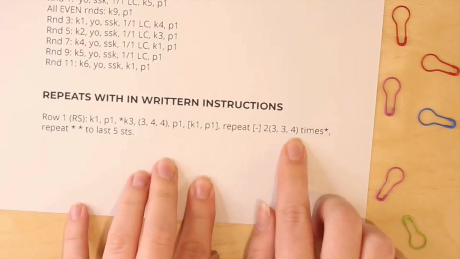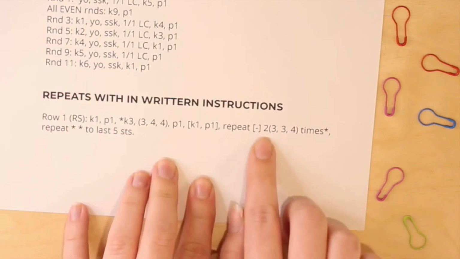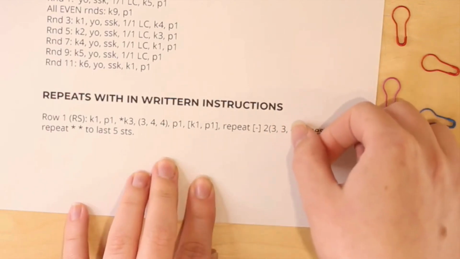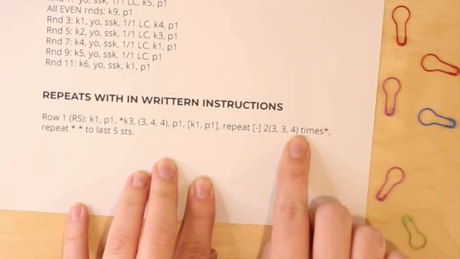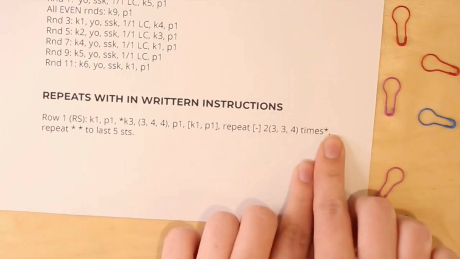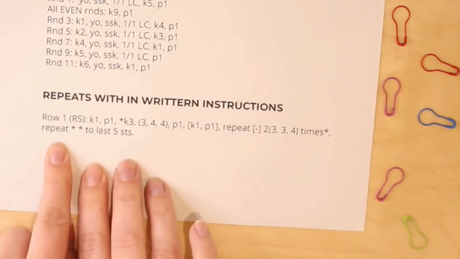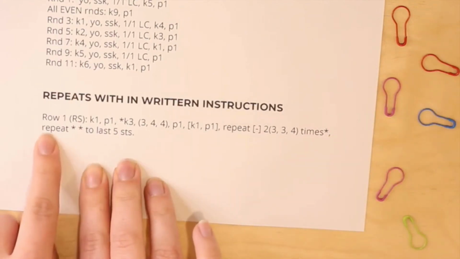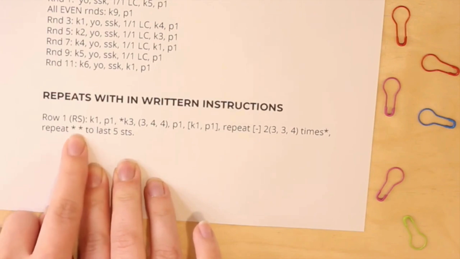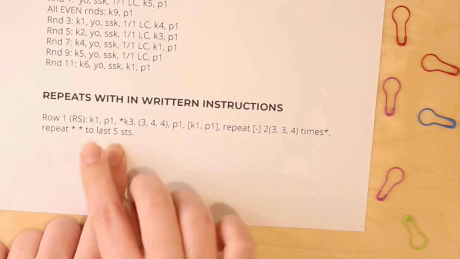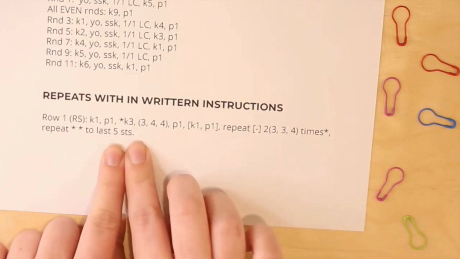In this case, the number of times according to your size. So pick your size depending on its position in the bracket. And at the end, you'll see also an asterisk. So here you'll see an example of where it's saying repeat between the two asterisks. And in this case, you're repeating until the last 5 stitches.